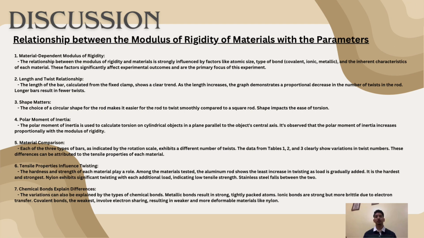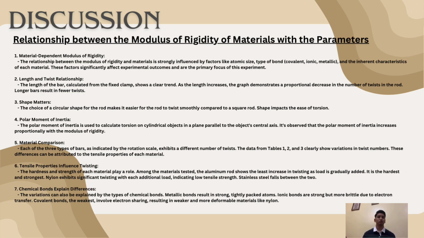This comparison can also be explained in terms of chemical bonds, with nylon having covalent bonds, stainless steel having an ionic bond, and the aluminium rod having a metallic bond, because they are packed tightly and strongly against one another. Metallically bound atoms are very tensile and difficult to break.